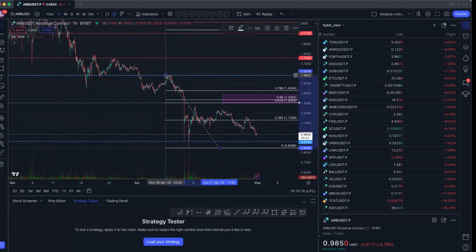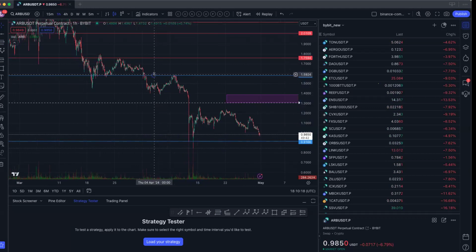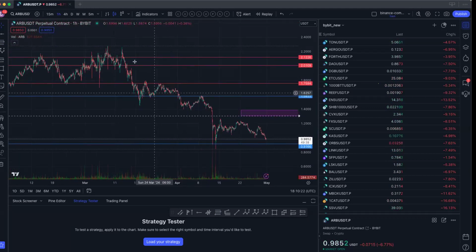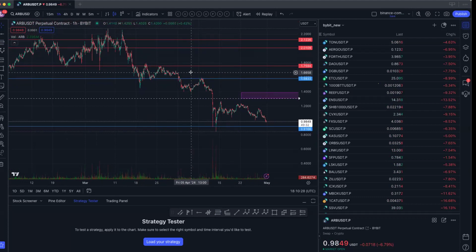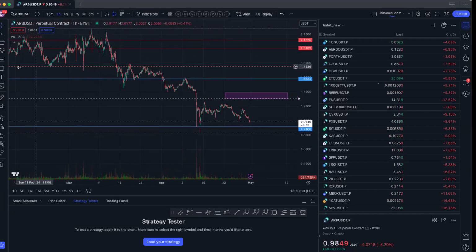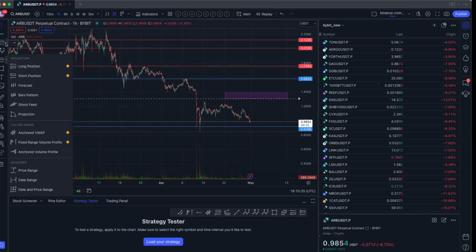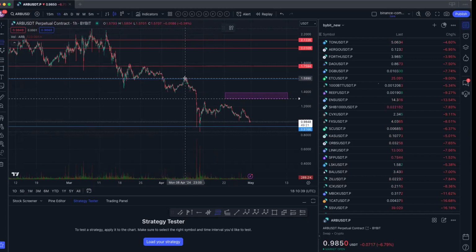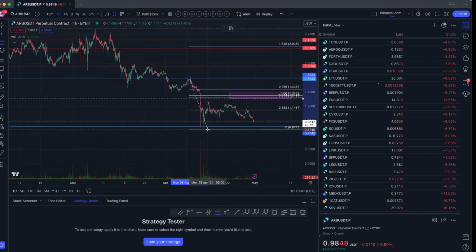Because if I was drawing the Fibonacci, I would have chosen the swing from 1.7, from that higher one, the longer swing. See, the idea is you choose the latest swing from where the downtrend started. Okay, this one and this one.